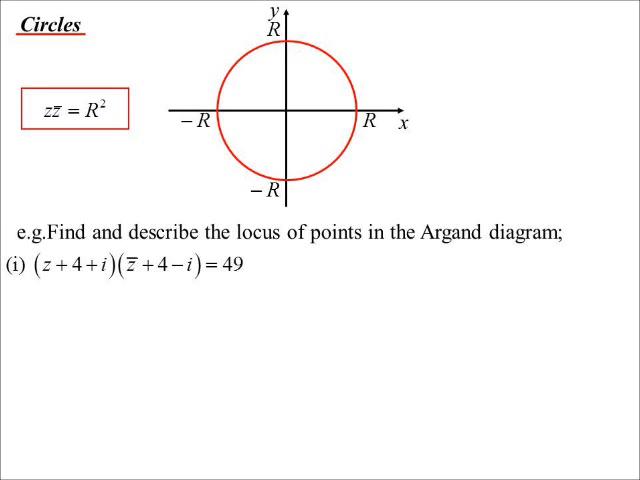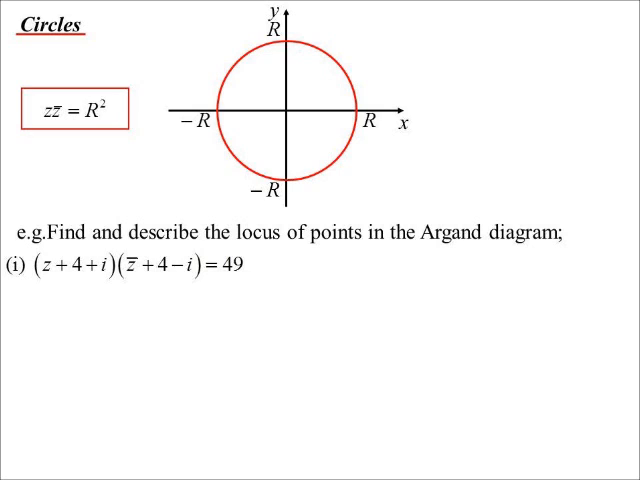So if I wanted to find and describe, what would that represent? (z plus 4 plus i) times the conjugate of (z plus 4 minus i) is equal to 49. What are your thoughts? What do you reckon it is? Circle would be a good guess, seeing we've just talked about two things so far, or three things. Vertical line, horizontal line, circle. I'm picking circle.